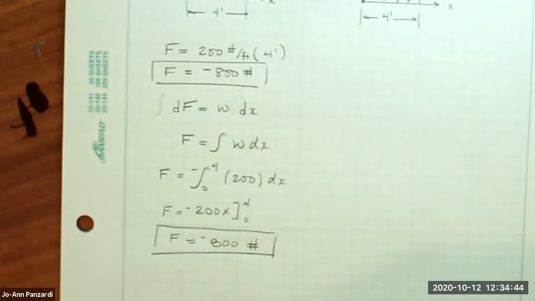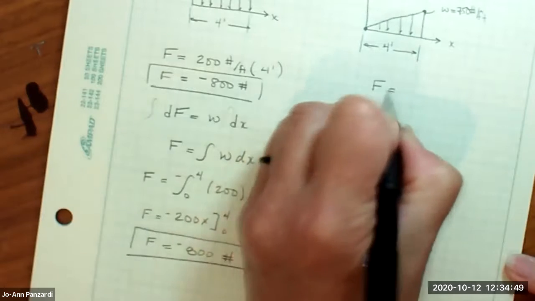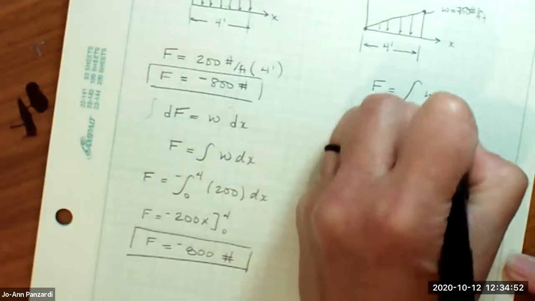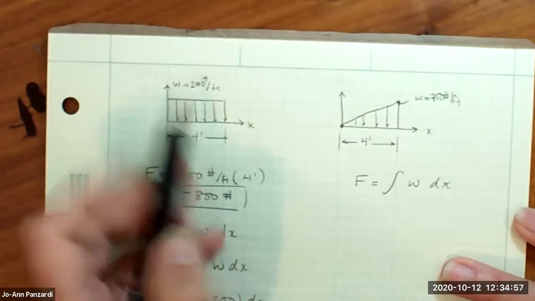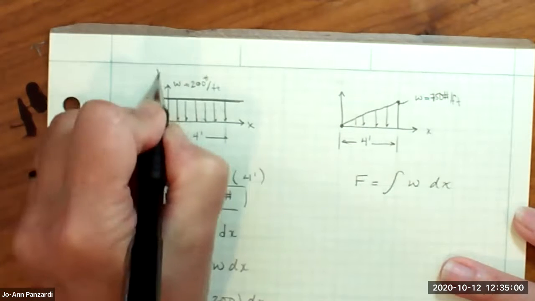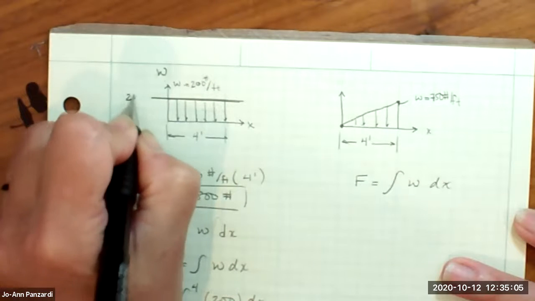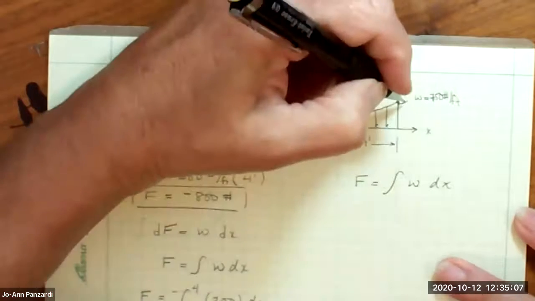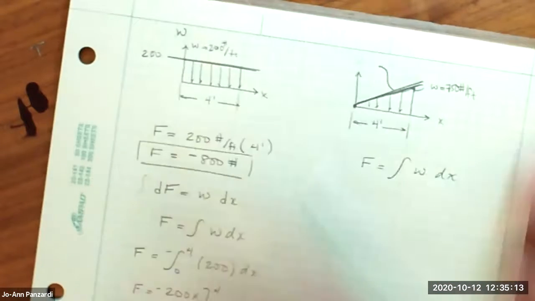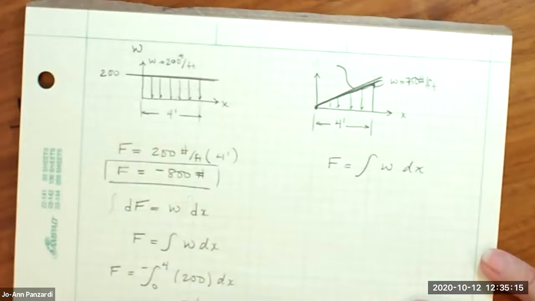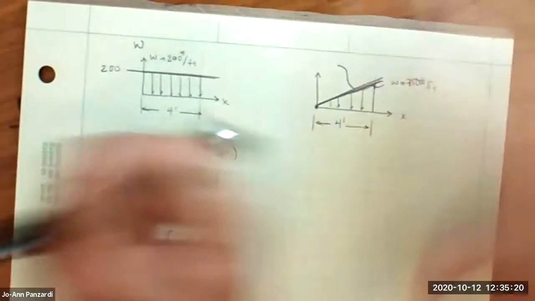So the same step with the other is F is equal to the integral of W dx. Well, in this case right over here, I knew that the equation of this line, with the y-axis being the W line, is 200. But in this case, on the triangular one, I'm looking at a line that's like this, so I have to find the equation of that line. So equation of that line, let's do that first. And I'm going much slower than you guys could do.